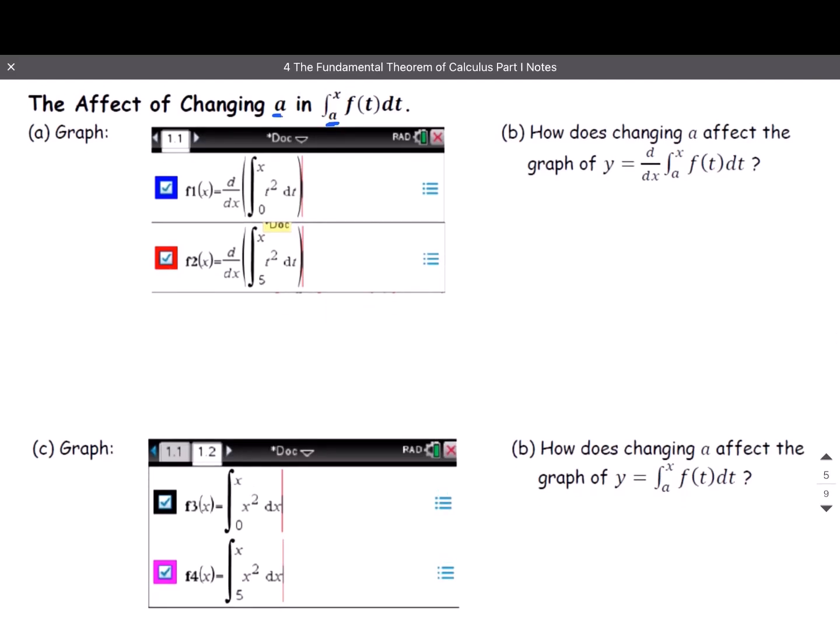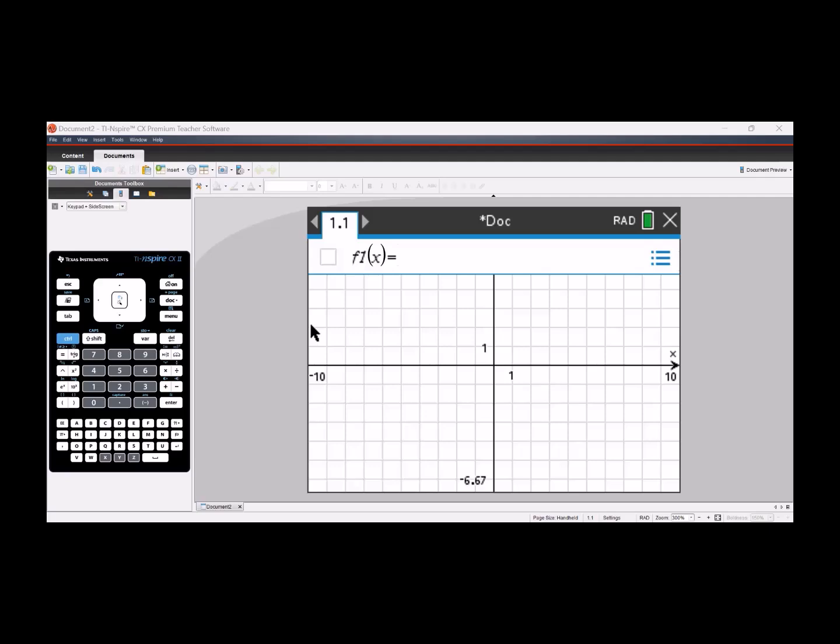So first we're going to look at how changing the constant, notice here it's 0 and here it's 5, when we change it when we're taking the derivative of an integral, how that affects the graph, and how it affects the graph if we're only doing the integral. Okay, let's go take a look. Okay, so here we are on a graph page.